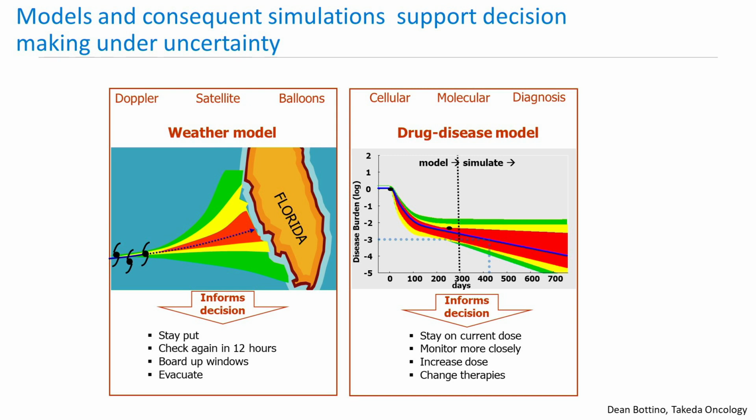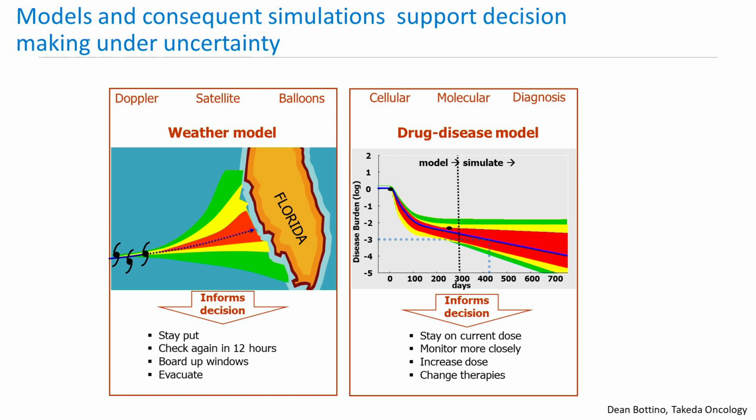If you look at the red, that is, these are the bands of uncertainty, sorry. The red, yellow, and green are bands of uncertainty. So if you're in the red, you want to evacuate. If you're in the yellow, perhaps you want to board up windows. If you're in the green, you want to check again in 12 hours. And if you're outside of that, you should probably stay put. But what this is giving you is a band of uncertainty. You have the most likely course of the hurricane, that's the blue line, but you also have bands of uncertainty in which you want to make different decisions based upon where you are in that band.